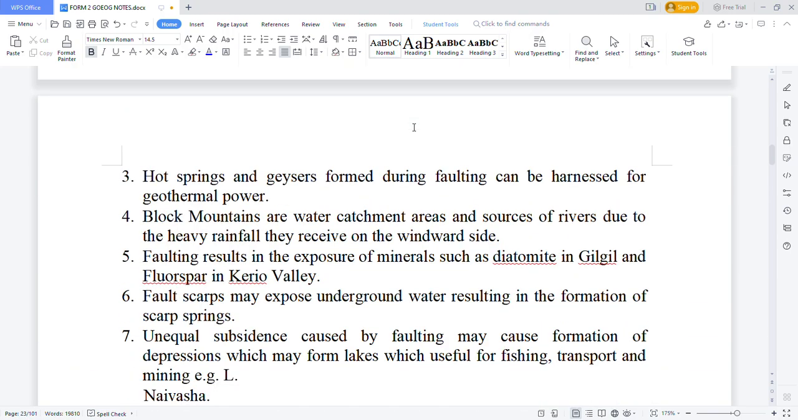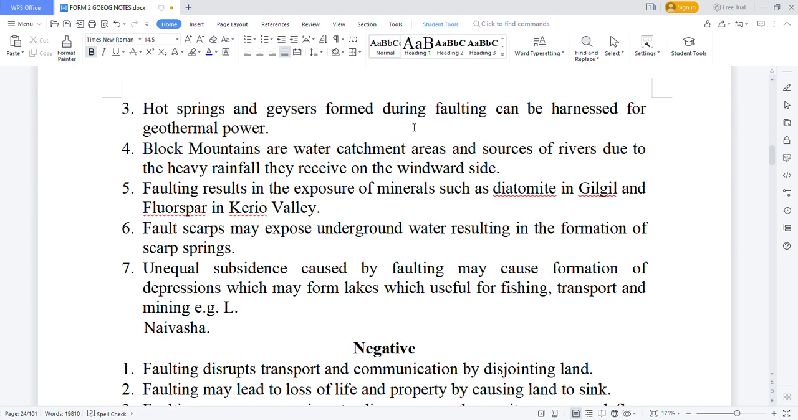Number 3, hot springs and geysers formed during faulting can be harnessed for geothermal power. Number 4, fault block mountains. Block mountains are water catchment areas and sources of rivers due to the heavy rainfall they receive on the windward side.